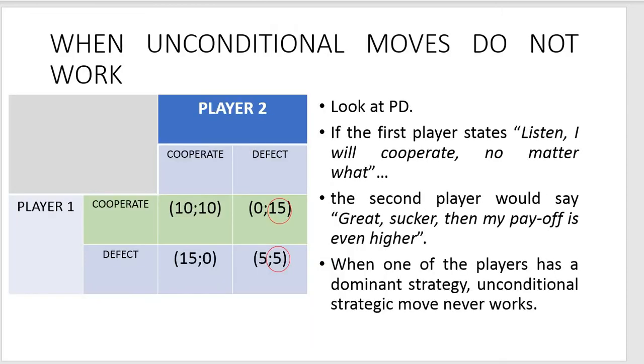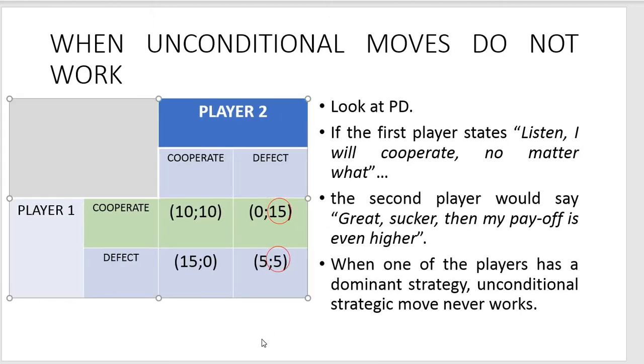Okay, so unconditional moves do not work if at least one of the players has a dominant strategy. As you remember, we always end up here in the prisoner's dilemma. So Nash equilibrium is achieved by the mutual defection strategy. However, let's say one of the players would like to end up here, because obviously 10-10 is better than 5-5. So if player 1 says, listen, regardless of what you decide to do, I will always cooperate, and I expect you to do the same.